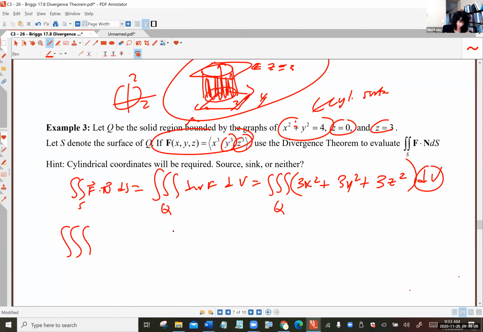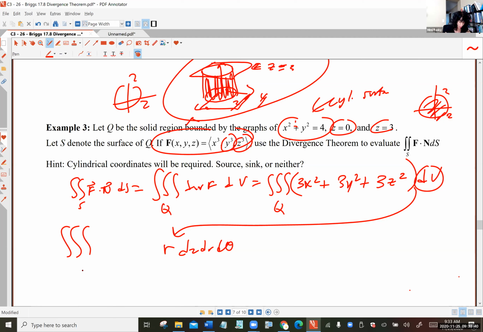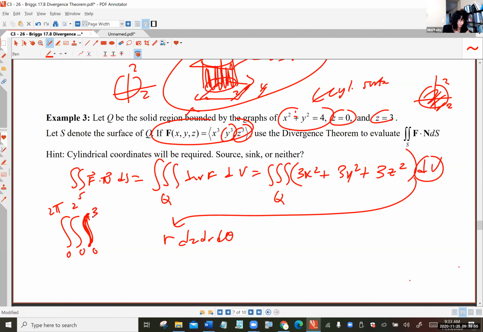So what are we going to do? dV, the volume element, is going to get replaced with r dz dr d theta. And I hope it's obvious what the r and theta are going to be, because it's just going to be this circle of radius 2. So you've got r going from 0 to 2 and theta going around the whole circle from 0 to 2 pi. But what's z doing? That's the innermost integral. What are you going to put on that? It goes from 0 to 3. Yeah, they told you it's just 0 to 3. Oh, that's nice. That was easy.